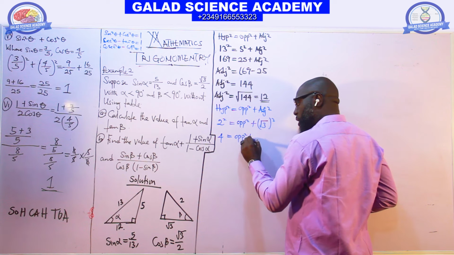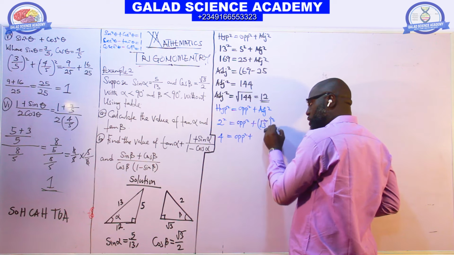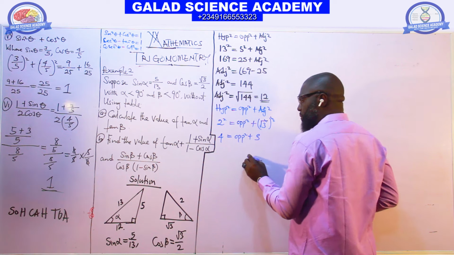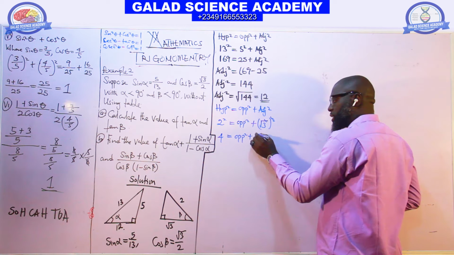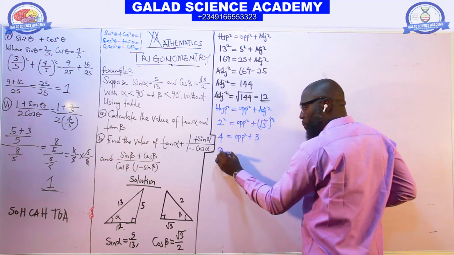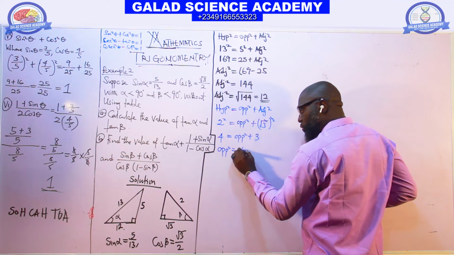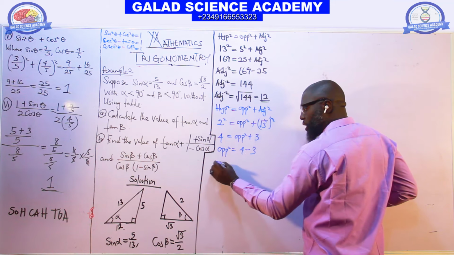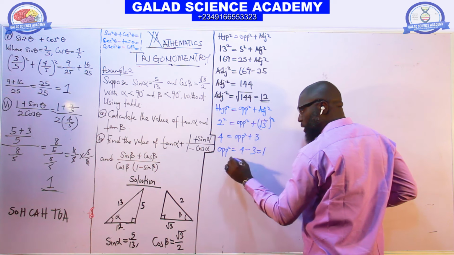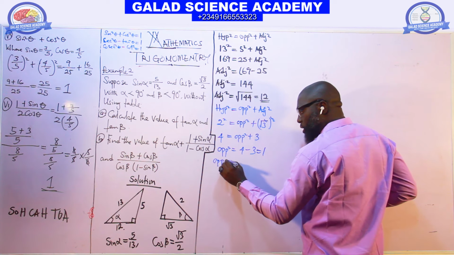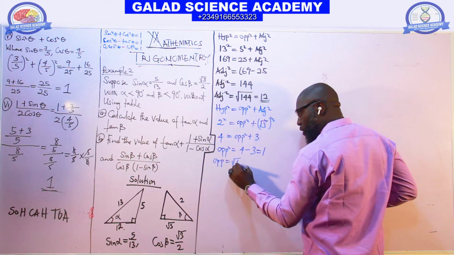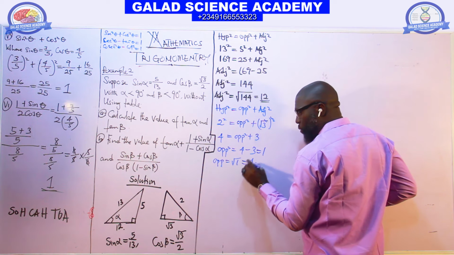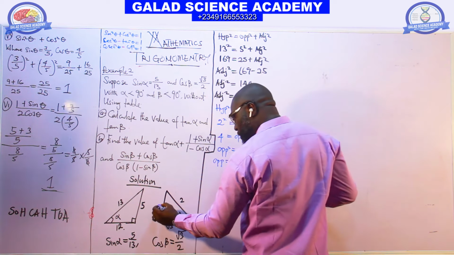Opposite squared plus this, we cancel this 2. We have 3. So opposite squared will be 4 minus 3. Therefore, we have 1. So the opposite will be the square root of 1, which is 1. So this side we have 1.